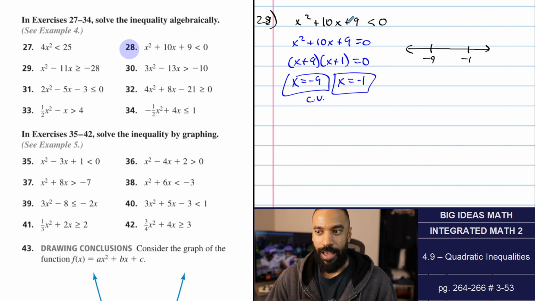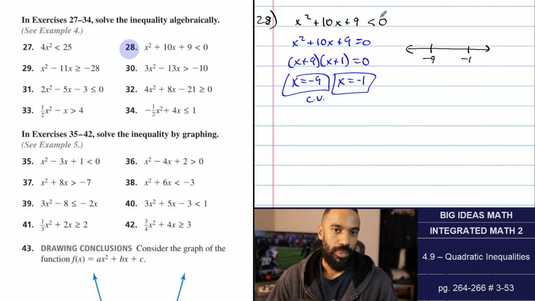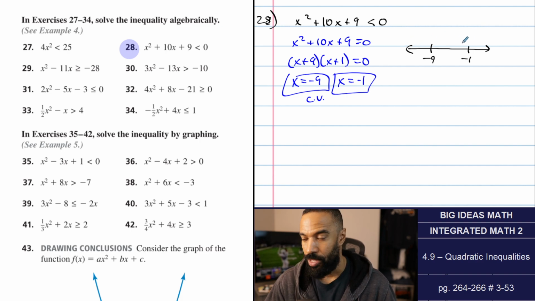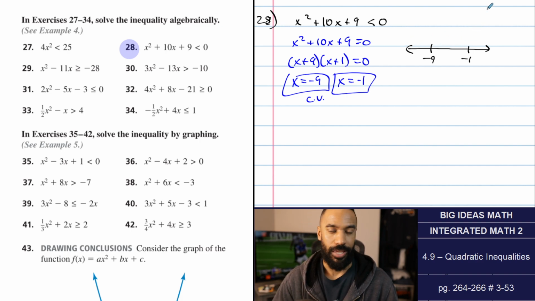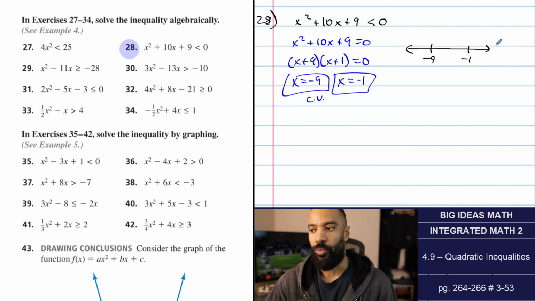You want to plug in values. Oh, excuse me. The book's idea is this. Plug in a value to the left of -9, like -10. Plug a value between -9 and -1, like -5. Plug a value greater than -1, like 0. And see which ones will give you what kinds of signs.